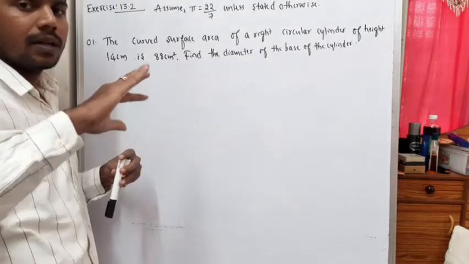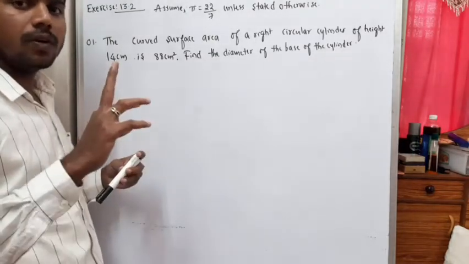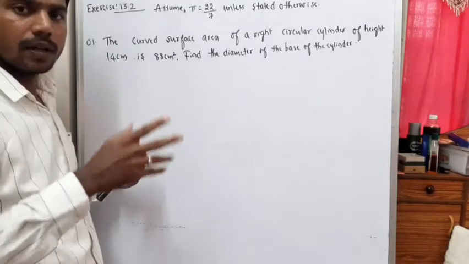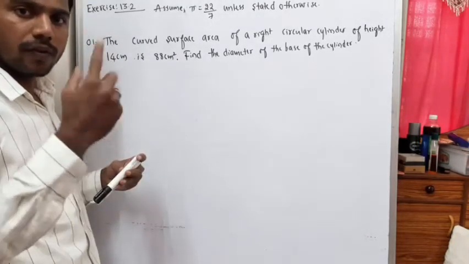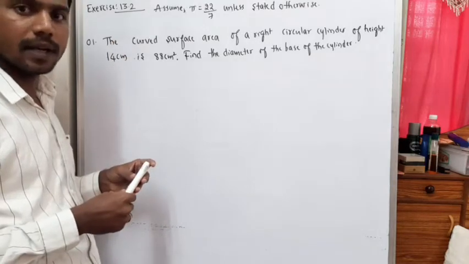So if I want to find the total surface area, then we need to include both top and bottom surface. So the total surface area is 2 pi r into (r plus h).